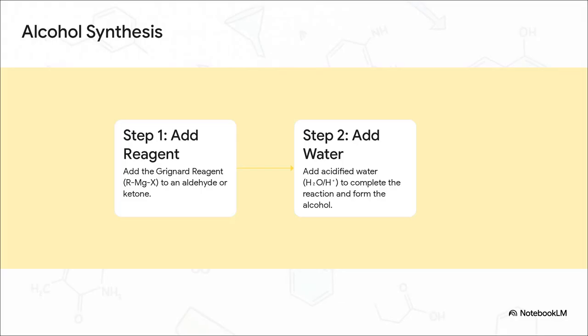And the best part? The process is a super reliable two-step sequence. It's almost like a recipe. First, you take your Grignard reagent and you add it to your starting molecule, something with a carbon-oxygen double bond. Then, for step 2, you just add some acidified water to finish the reaction, and voila, you get your alcohol. It's a really dependable method.